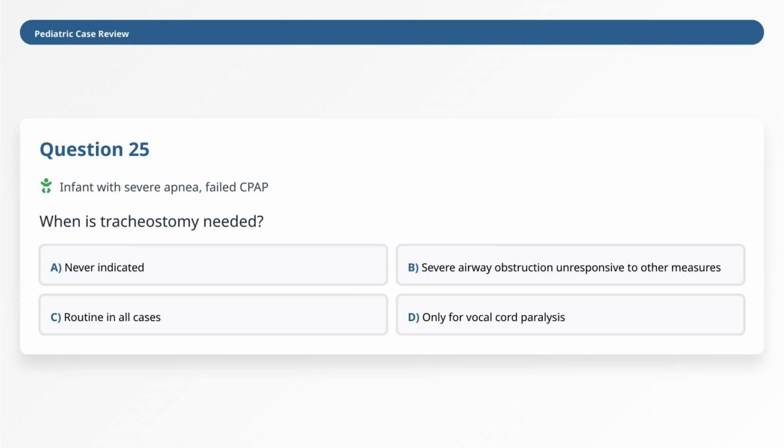Question 25. An infant with type 2 Pfeiffer syndrome experiences severe obstructive sleep apnea with oxygen desaturations. Continuous positive airway pressure therapy fails to provide adequate ventilation. When is tracheostomy indicated in Pfeiffer syndrome? Option A, never indicated. Option B, severe airway obstruction unresponsive to other measures. Option C, routine in all cases. Option D, only for vocal cord paralysis.